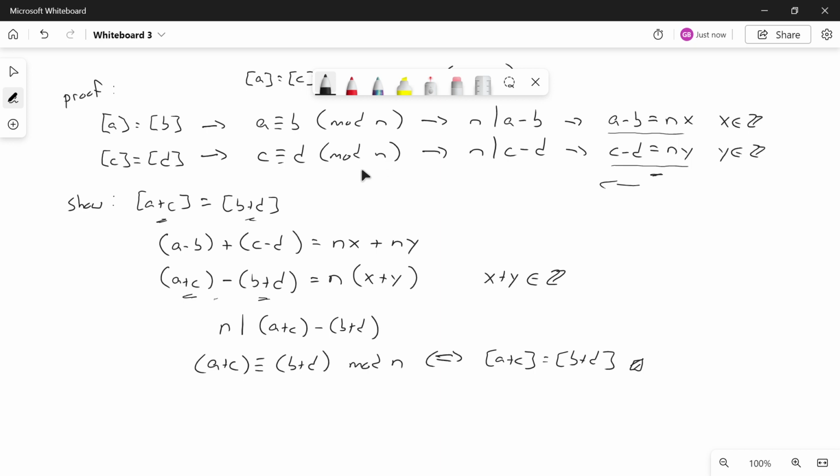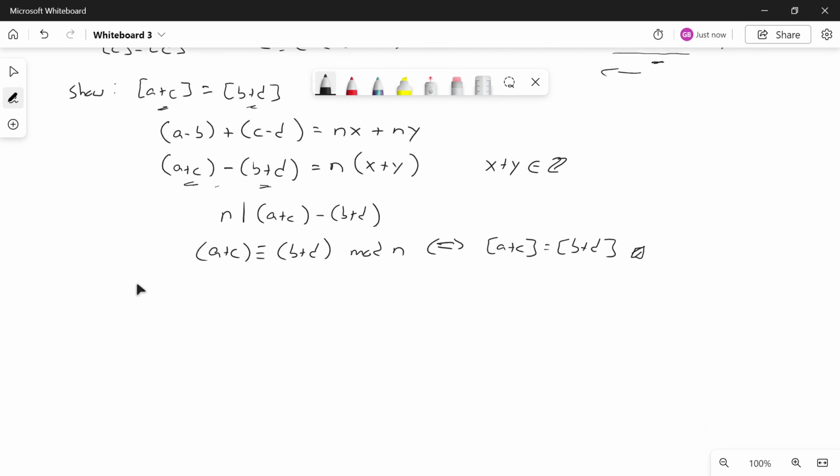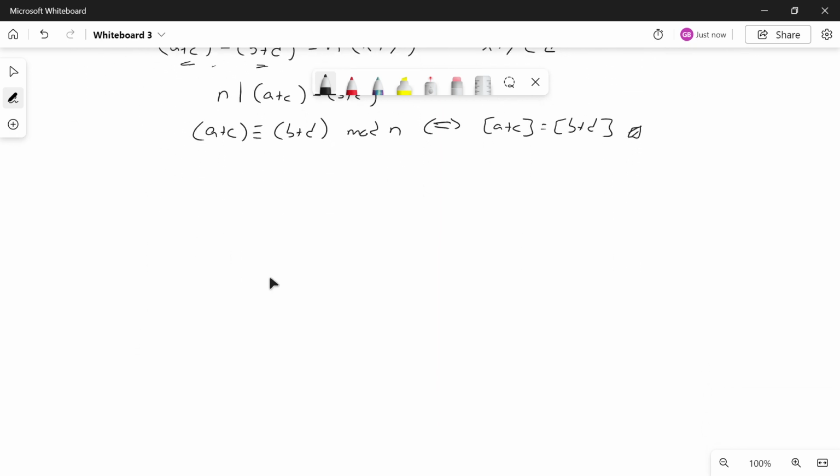Now I'm going to need this little bit of information up here, but I'll come back to that in a second. All right, so this time around we want to show that the congruence class of AC is equal to the congruence class of BD. Now, unfortunately, I don't have a nice way to start this off exactly the same way we started the other. But again, let's start off with this here.